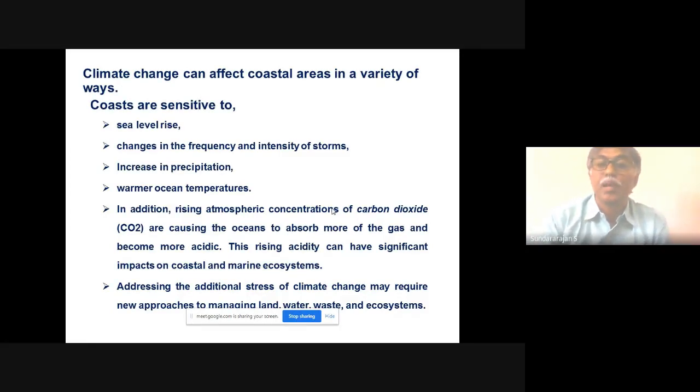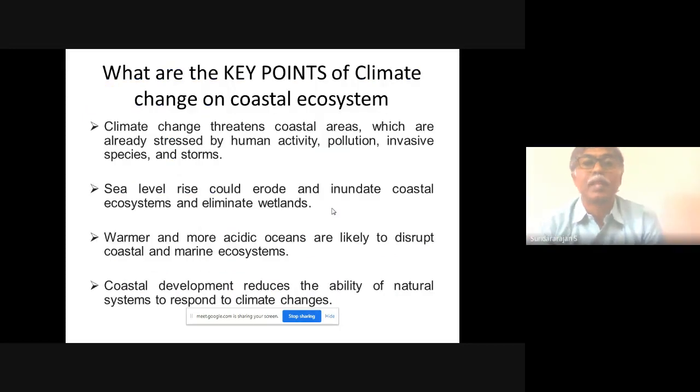Addressing the additional stress of climate change may require new approaches to manage land, water, waste disposal, and ecosystem functions. What are the key points of climate change and coastal ecosystems? Climate change threatens coastal areas which are already stressed by human activity, pollution, invasive species and plants. Sea level rise would erode and inundate coastal ecosystems and eliminate wetlands, and coastal erosion is also one of the important issues, particularly in Indian coastal areas. Warmer or more acidic oceans are likely to disrupt coastal and marine ecosystems. There is a variety of ecosystems and each has its own functions. Coastal development, like infrastructure, harbors and industries, affects the ability of natural systems to respond to climate change.